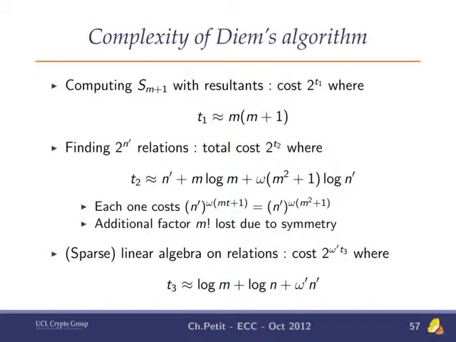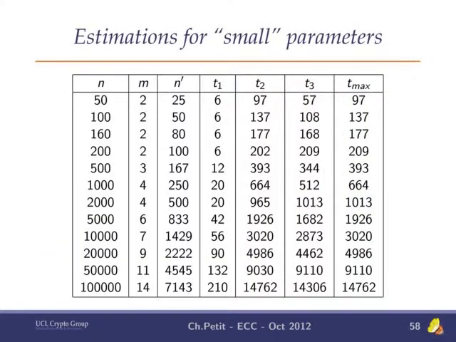Okay, so in this table, I computed for various n here. I chose various m. Then I deduced the corresponding n prime. I computed the corresponding t1, t2, t3, and the maximum of those. And then I kept in this table only the data for the m such that t max was the lowest one.